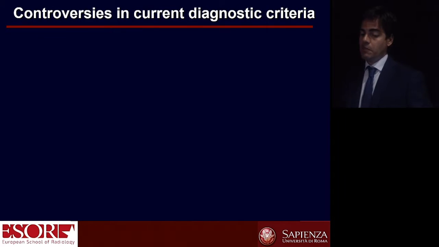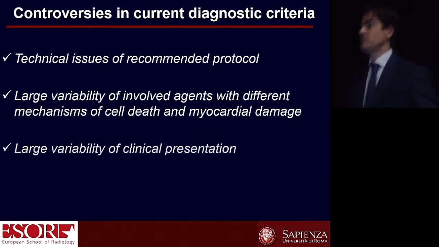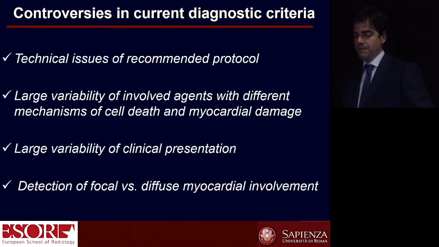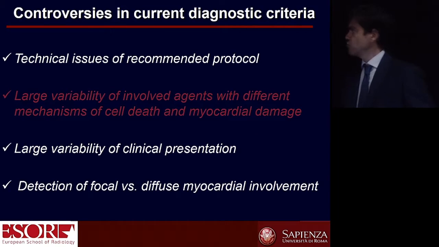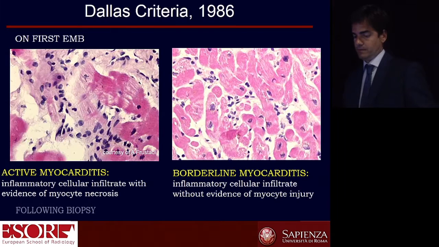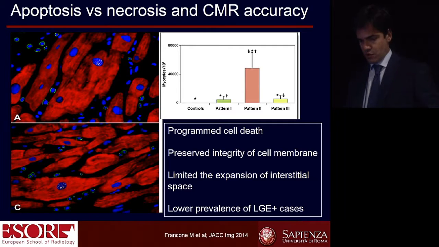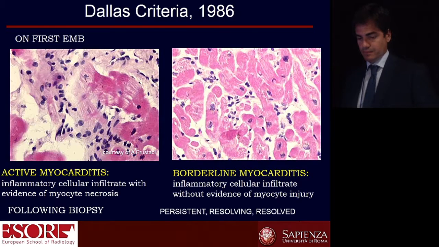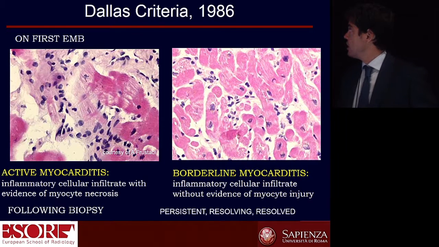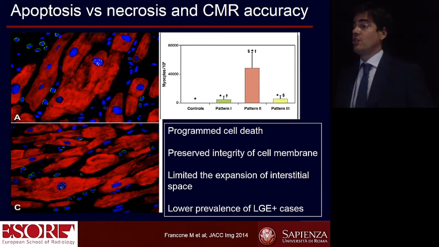So what I will talk about and how to develop the topic, I will skip the technical issues because it's really far behind the scope of this presentation. But it's interesting, first of all, to rely on the large variability of involved agents in myocarditis. Look at this. What happens is that depending on the agent involved, myocarditis may cause 2 different processes.